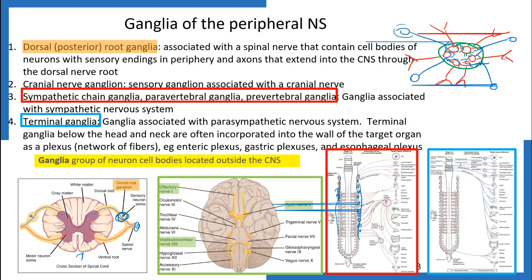The other part of the autonomic nervous system is the parasympathetic nervous system.